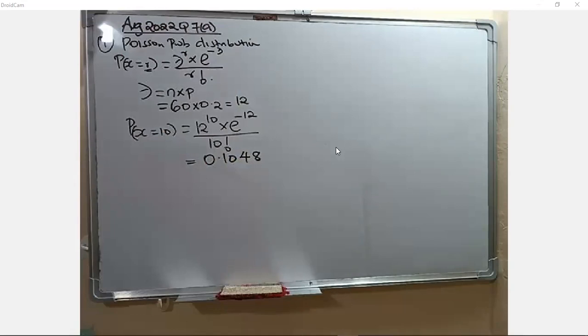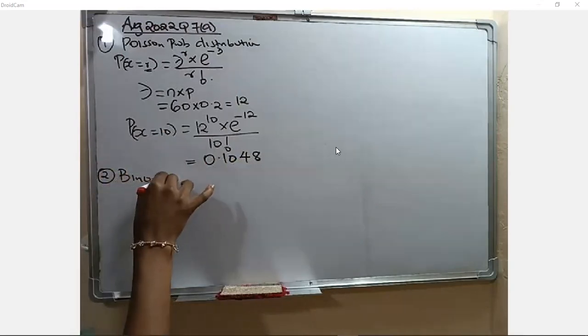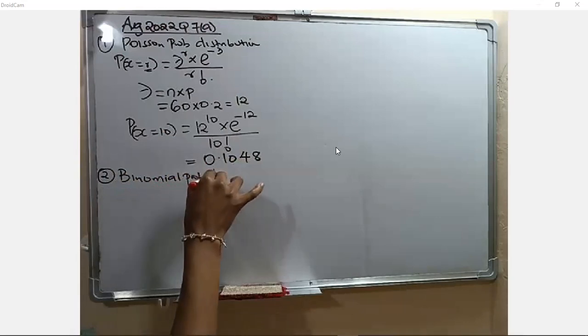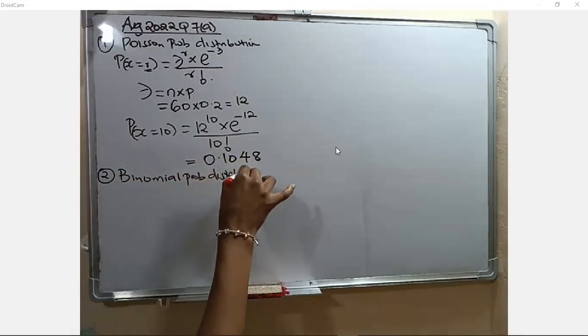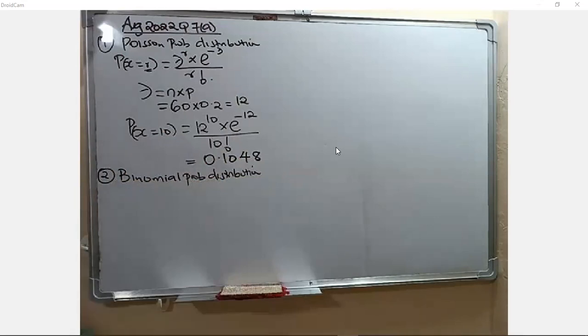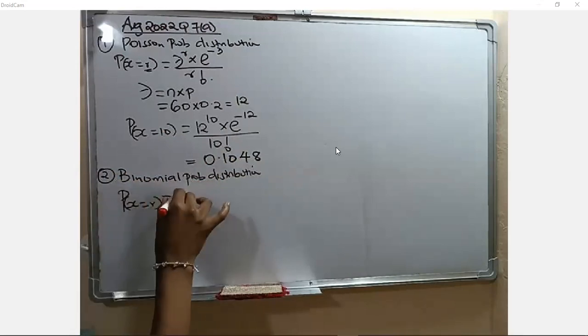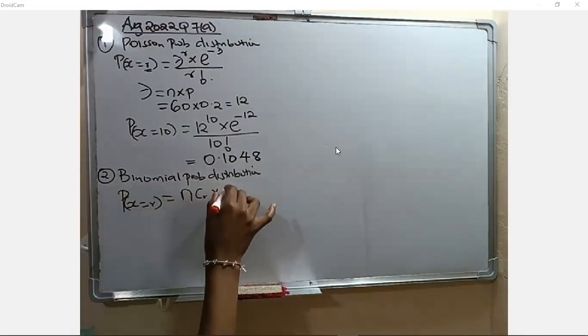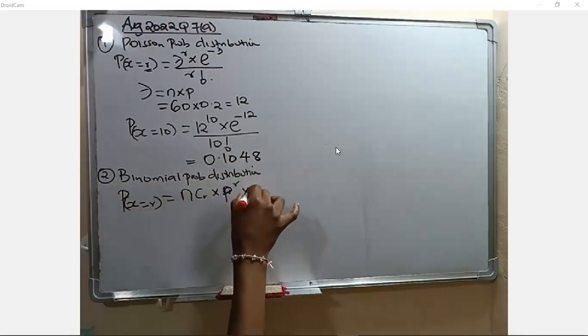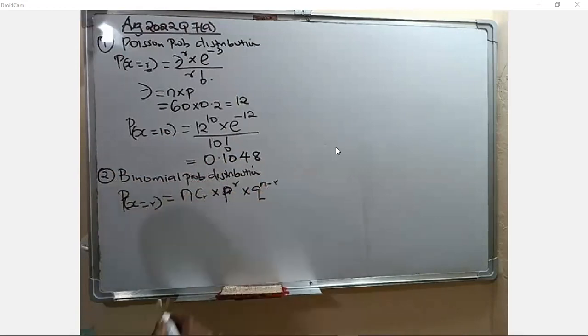Then when you go to number 2, we are talking about binomial probability distribution. In this scenario, it is very simple since we say the probability of X being equal to R should be equal to N combination R. You multiply by P, you raise to power R, then we have Q, N minus R.